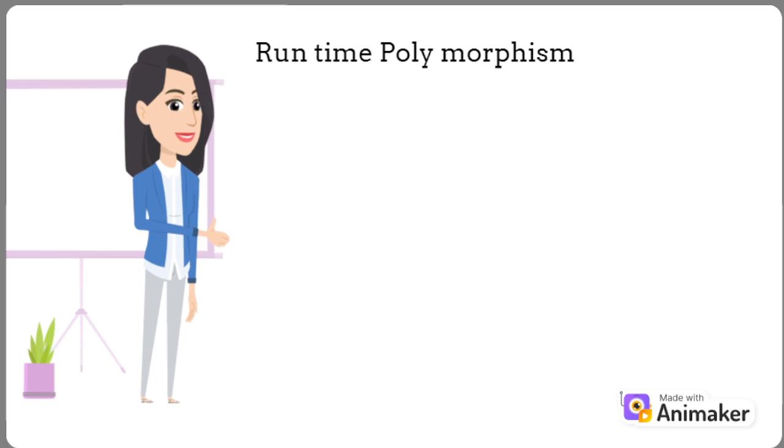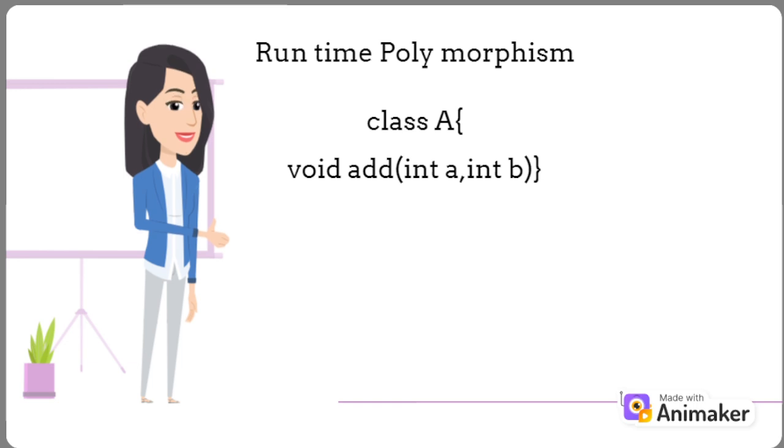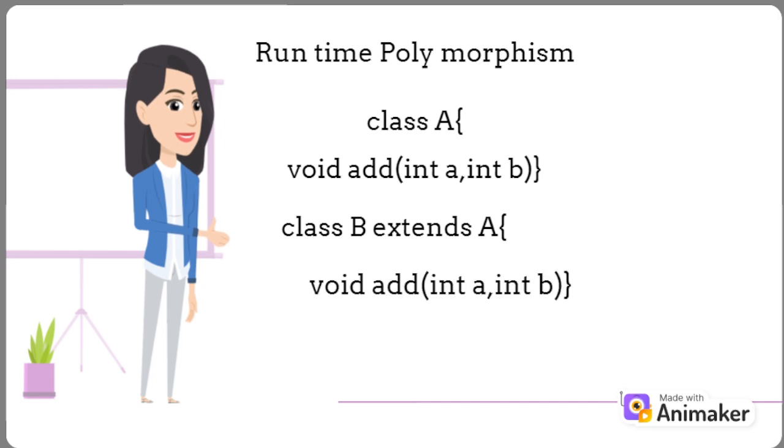Runtime polymorphism, also known as dynamic polymorphism, is achieved through method overriding. This allows a subclass to provide a specific implementation of a method that is already defined in its superclass. For example, in class A, we add void Add(int a, int b), which performs addition. In class B, a subclass of A, we override void Add(int a, int b) to provide a different implementation. When an object of class B calls the add method, the overridden version in class B is executed. The method to be called is determined at runtime based on the object's type, enabling flexible and dynamic behavior.